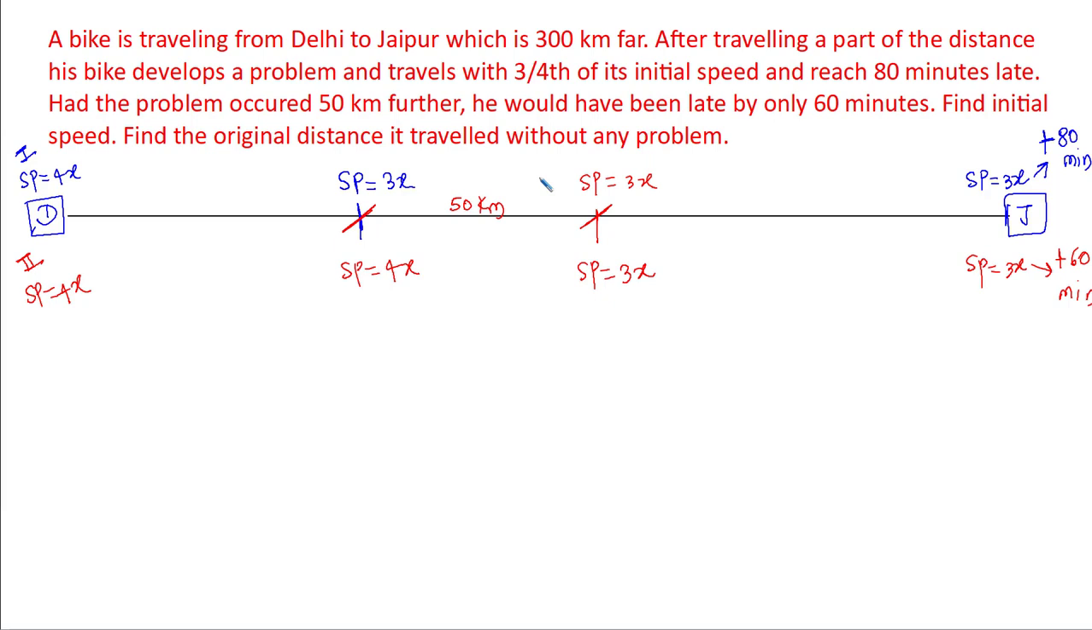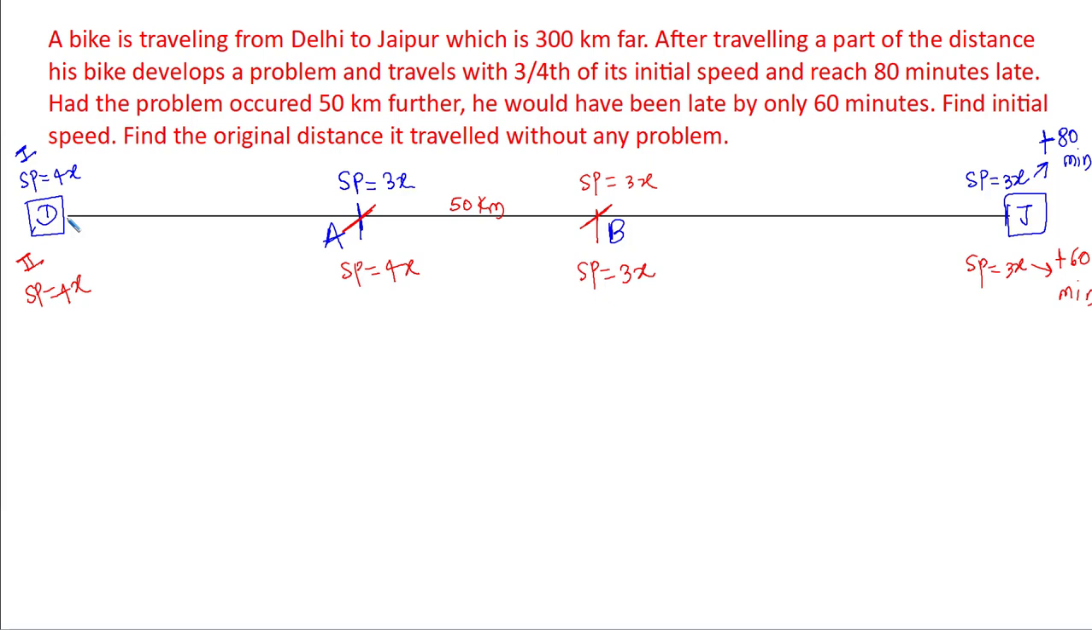Let's try to identify. Let's call this point A and let's call this point B. For distance dA, in the first case it is traveled with speed 4x. In the second case also it is traveled with speed 4x. So for distance dA, the time taken in the first case and second case is the same. For distance AB, in the first case the speed is 3x, in the second case the speed is 4x.